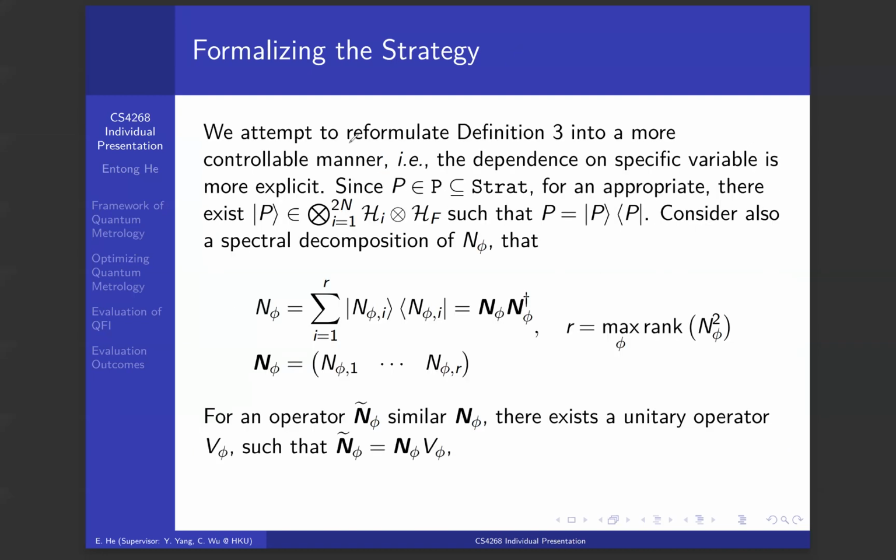We attempt to reformulate the above definition in a more controllable manner, because under the last scenario we are introducing a more complicated maximization problem, and the inner one will induce a minimization problem. So we are having a max-min problem. So we try to reformulate it into a more controllable form, so that we can actually see which variable we can control.